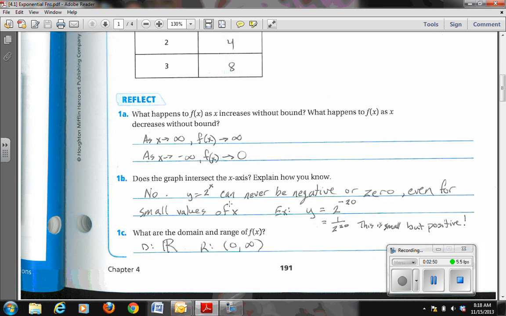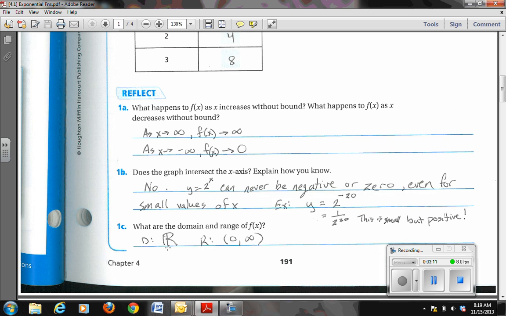Okay, does the graph ever intersect the x-axis? I mentioned this already, but the answer is no. That's because when you take 2 and raise it to some power, you're never going to get a negative number. Even when x is really small, like say 2 to the negative 20, that would just be 1 over 2 to the positive 20, and that's still a positive number. So you never get a negative. The domain would be all values of x, since all make sense in this equation, and the range, well, we're never going to have it being negative.